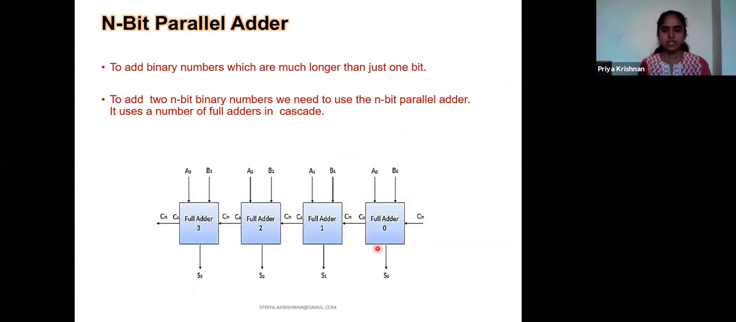Yes, so this is my first block, my first block of the full adder circuit. How many bits can I add here? Notice the top line: it is A0, B0, A1, B1, A2, B2, A3, B3.